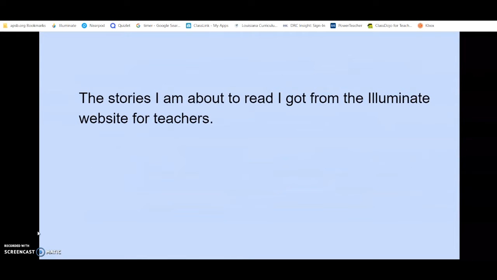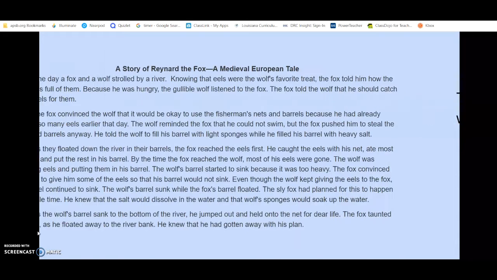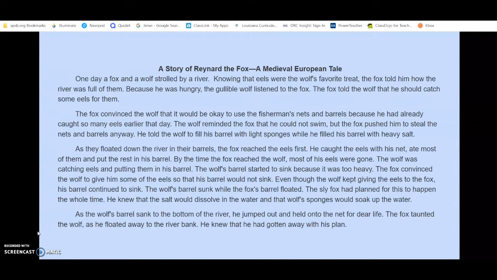The stories I'm about to read I got from the Illuminate website for teachers. So this is a copy of the first story, but I'm going to break the story apart and show you how you can make notes on the side.